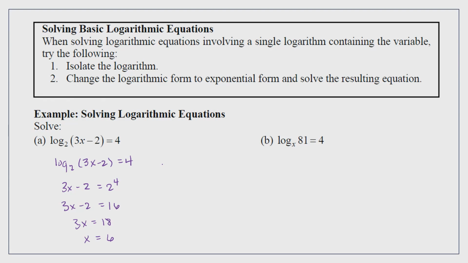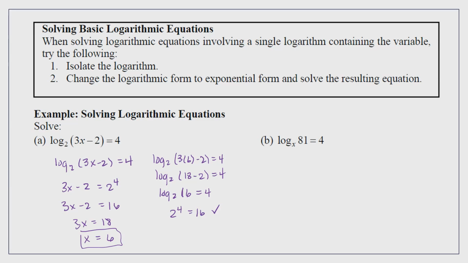Now I can check this by substituting in 6 into my original log. So the log base 2 of (3 times 6 minus 2) equals 4. So that's the log base 2 of (18 minus 2) equals 4. Log base 2 of 16 equals 4. So 2 to the 4th equals 16. That's true. Excellent.